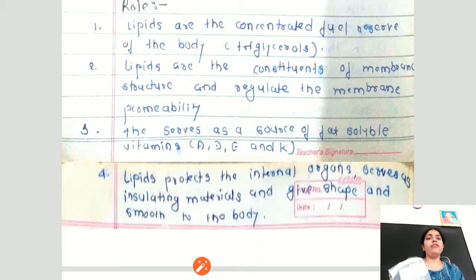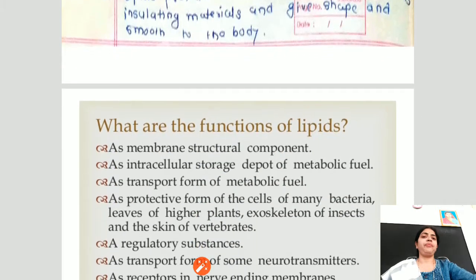Now the role of fatty acid. Fatty acids are the concentrated fuel reserve of the body. They are an important constituent of structure and regulate membrane permeability. They serve as a source of fat soluble vitamins, that is vitamin A, D, E, K. They protect the internal organs, serve as an insulating material, and give shape and smoothness to the body.